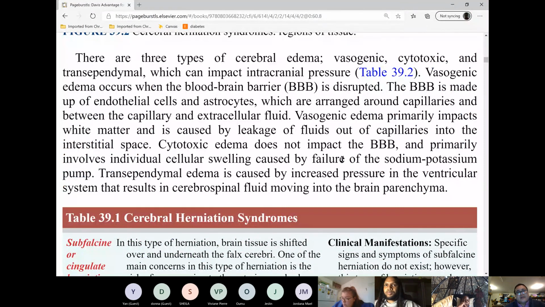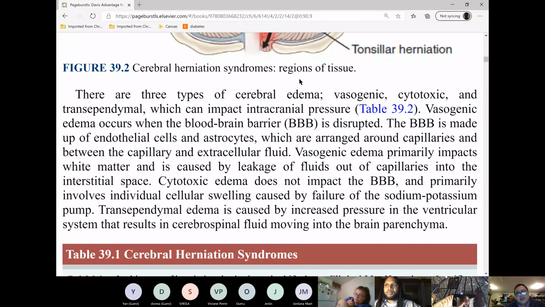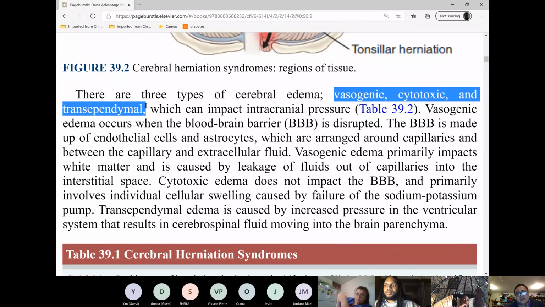Another thing: there will be edema when there is injury to the brain. You don't have to memorize these three types of edema because edema is edema. When you look at it on a CAT scan, they look the same. The reason they have vasogenic, cytotoxic, and transependymal edema is how the edema formed.